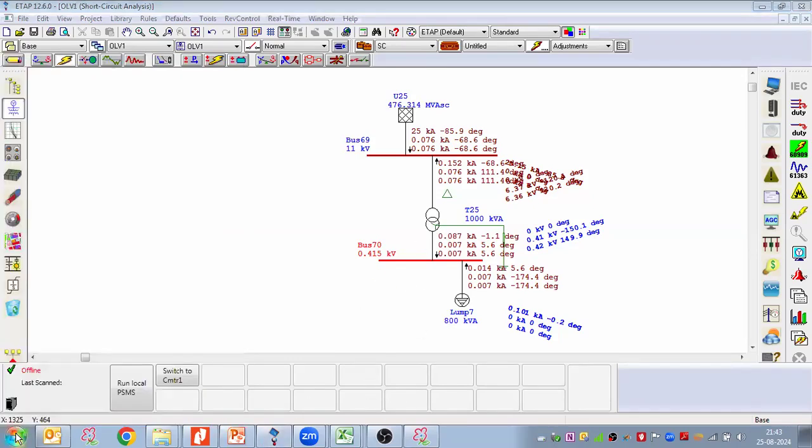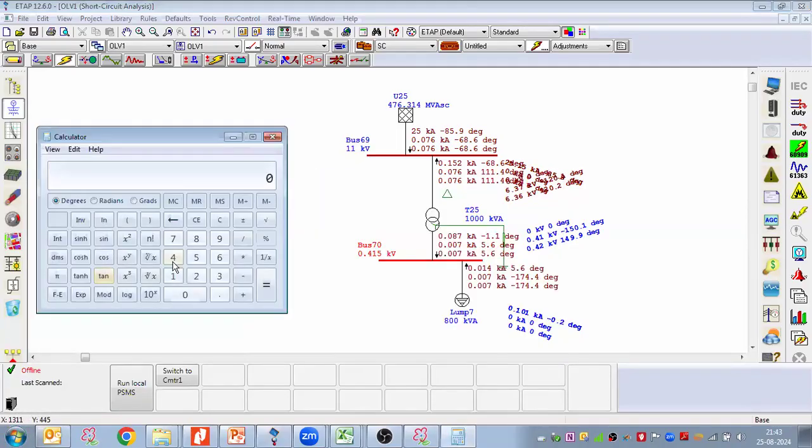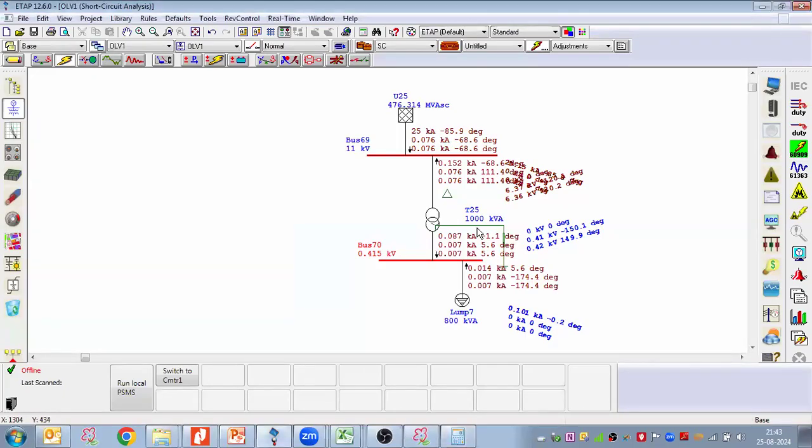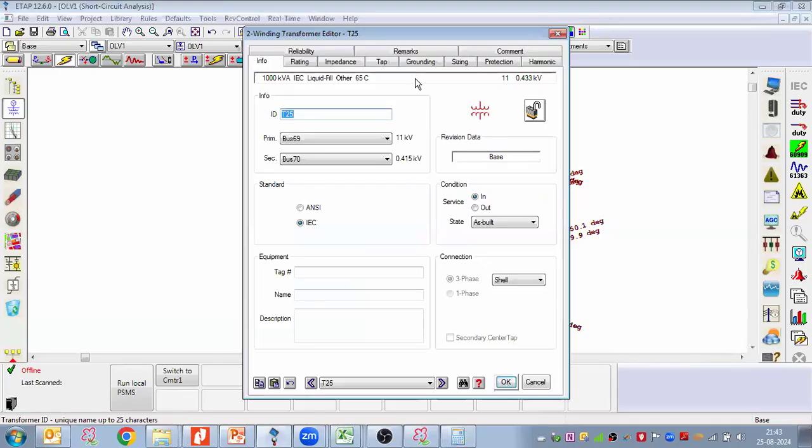So 415 divided by how much? 1.732, right? Root 3, isn't it? So 230, 240 should be the voltage, right? Correct? Let us take this.